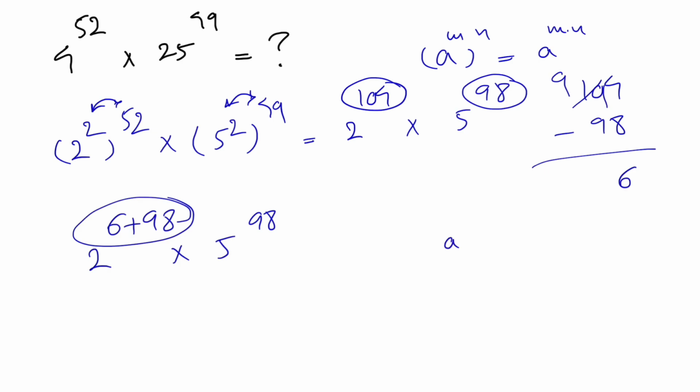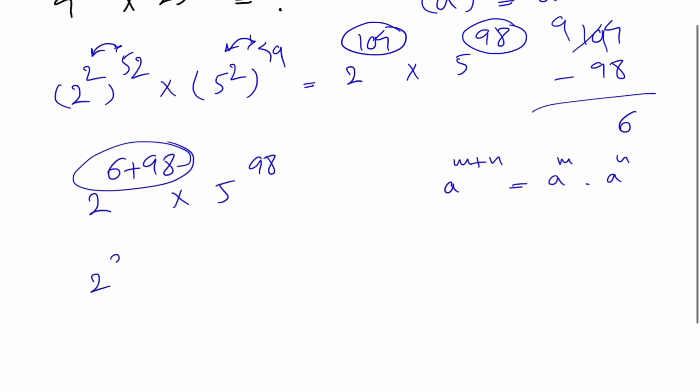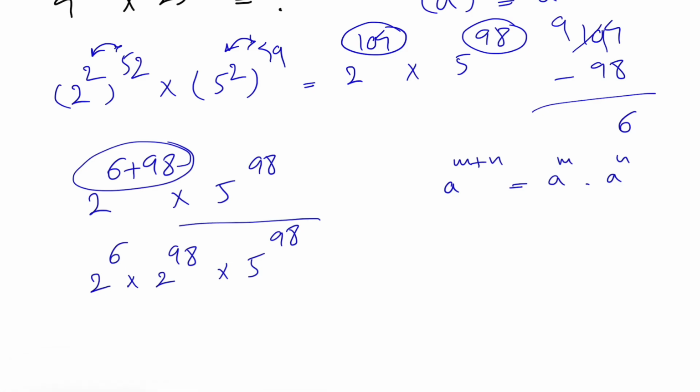If we have a to the power of m plus n, this will be equal to a to the m times a to the n. So we'll have 2 to the 6 times 2 to the 98. And now we can see in here that we have the same exponent for 2 and 5, and if we have a to the power of m times b to the power of m, this will be equal to ab to the power of m.